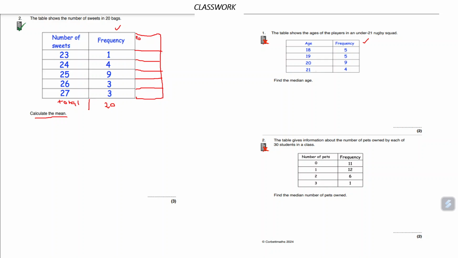Number of sweets times frequency. I have to shorten it down. So you just take the number of sweets times your frequency for this column. So that will be 23 times 1, which will give us 23.